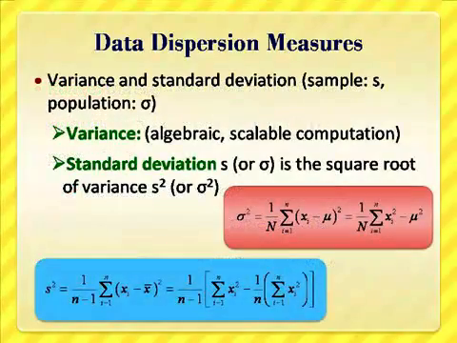Then the fourth measure is variance. Variance is determined by using the formula sigma squared is equal to 1 by n into summation over i equal to 1 to n of xi squared minus the square of the average, mu squared. The square root of the variance is known as standard deviation, that is sigma.